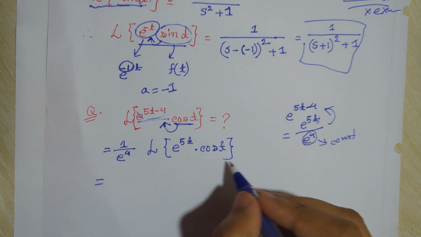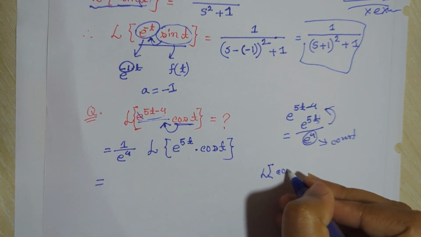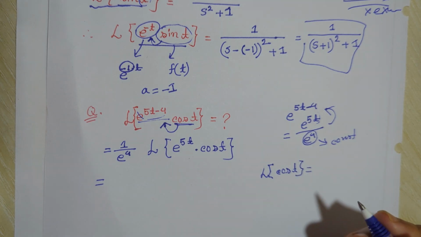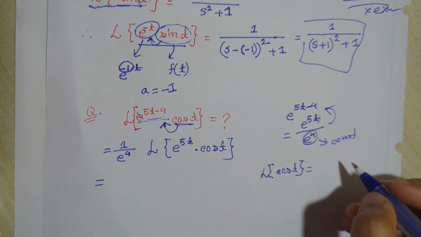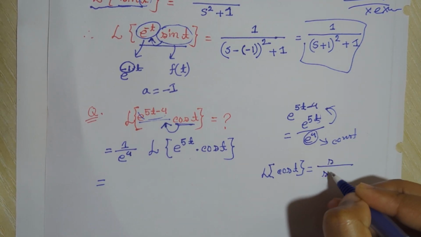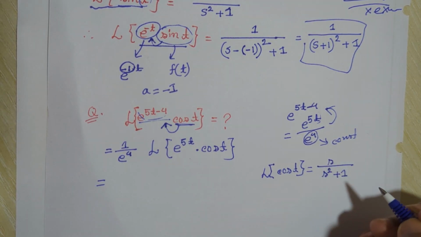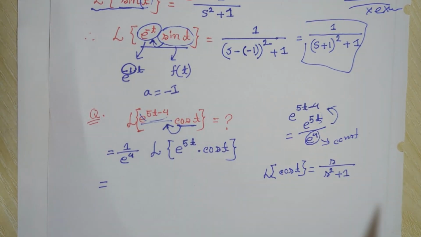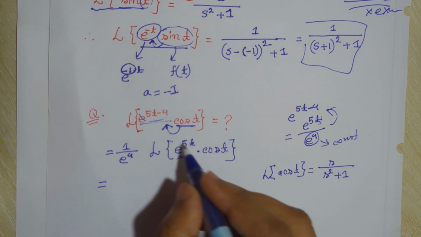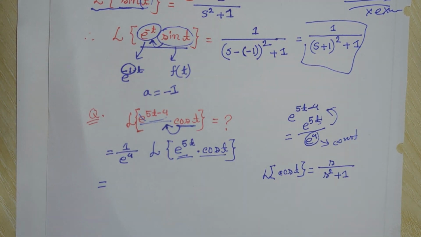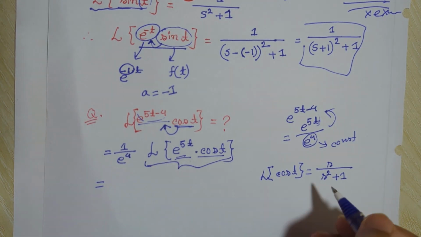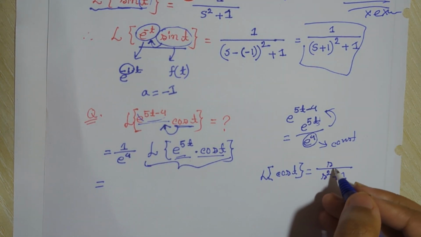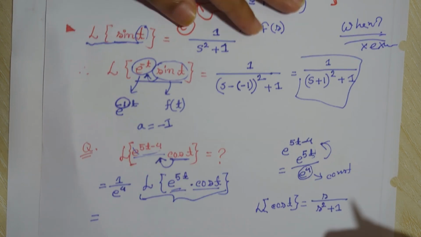And the Laplace transform of this cos t, from our previous video, we know that the Laplace transform of cos t is s divided by s square plus 1. So now we will use the first shifting property to find the Laplace transform of e to the power 5t into cos t, and for this we will replace s with s minus a.